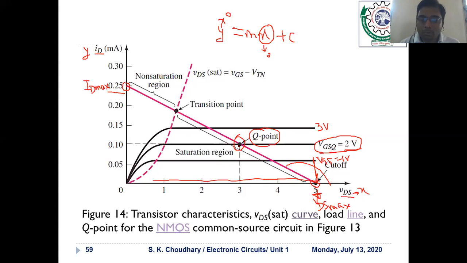What is the purpose of the operating point? The purpose of indicating the operating point is that it indicates in which region your transistor is working. First of all, the Q point is a stable point, and it does not change its value. It represents the value of voltage and current flowing across the transistor, and that is a stable value of the voltage and current.